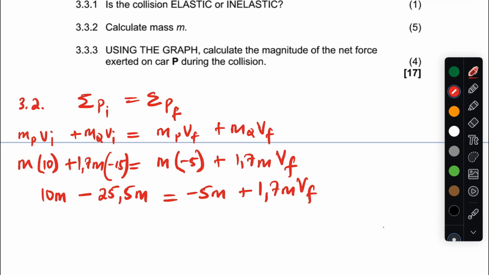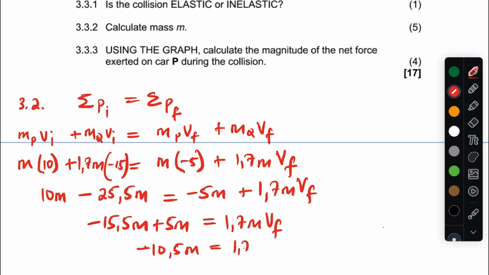So here, the answer here, it's going to be -15.5 m plus 5 m is equal to 1.7 m VF. And then the answer here, it's going to be -10.5 m divided by 1.7. So we'll divide by 1.7 m both sides there. It's a positive 1 point.